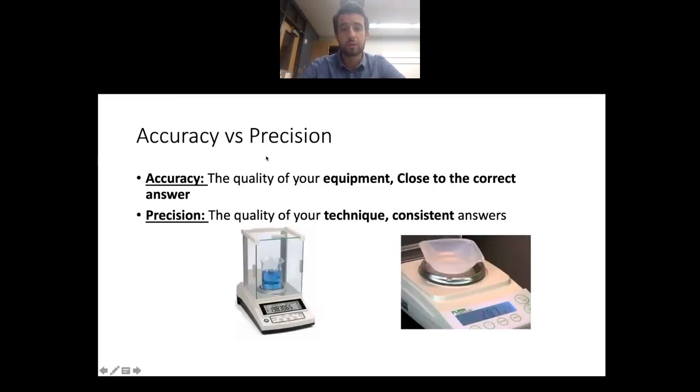Here's two pictures. One is a very expensive scale, one's a very not expensive scale. Go ahead and tell me which one is which. Hopefully you chose the one on the left as the more expensive scale. This one can read grams down to the thousandths or 10,000ths place. So you'll see it says 198.3065.